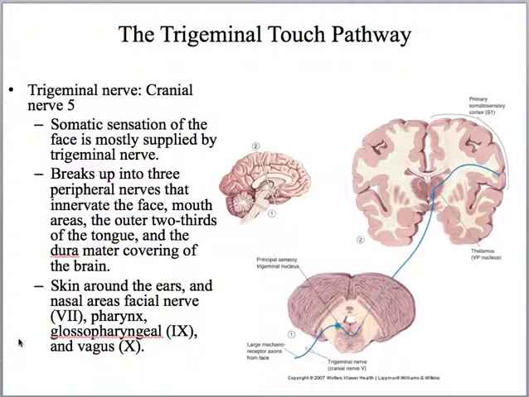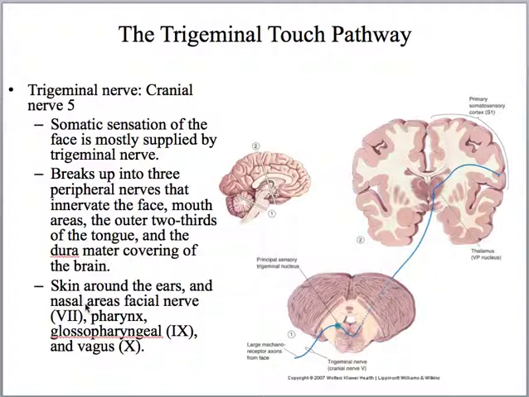And so innervation to the head, the sensory information, that is touch as well as pain, involves the trigeminal nerve, cranial nerve number 5. And so it's going to supply somatic sensations of the face, as well as innervation to the mouth area, the outer 2/3 of the tongue, and most importantly, for an exam, the dura mater covering the brain.